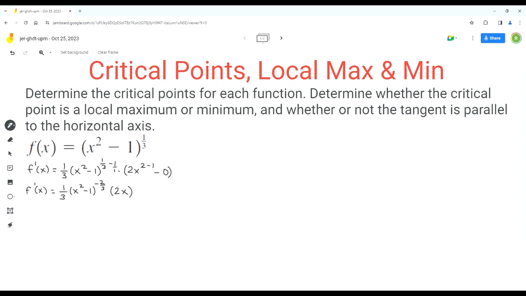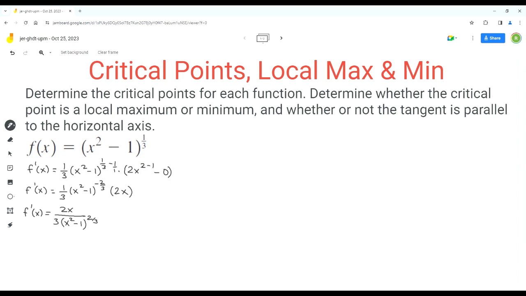Now we can multiply 1 over 3 by 2x, so we get f prime of x equals 2x over 3, and we can move x squared minus 1 to the denominator to make its exponent positive. So it will become x squared minus 1 exponent 2 over 3. So this is the expression for f prime of x.